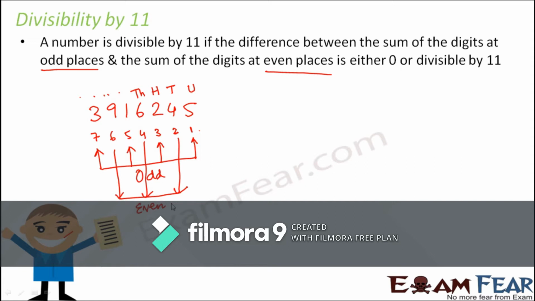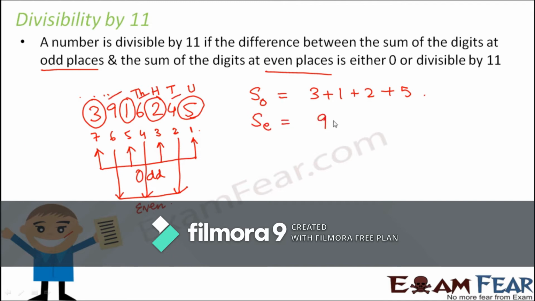So what we need to do? We need to find out the sum of the digits at odd places. So which are the odd places? 1, 3, 5 and 7. So these are the digits at the odd places. So the sum of the digits at the odd places will be equal to 3 plus 1 plus 2 plus 5. Similarly, the sum of the digits at the even places would be 9, 6 and 4. So 9 plus 6 plus 4. Now please make sure that you start counting the position of the digits from the right hand side. So that is very important.